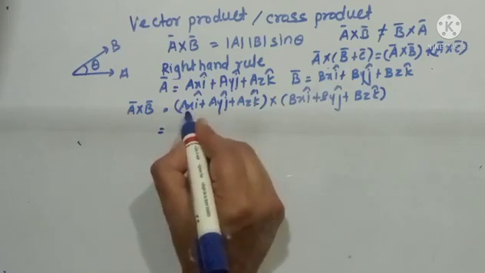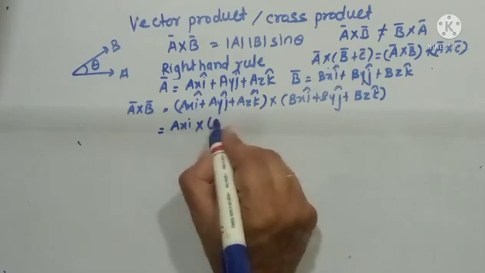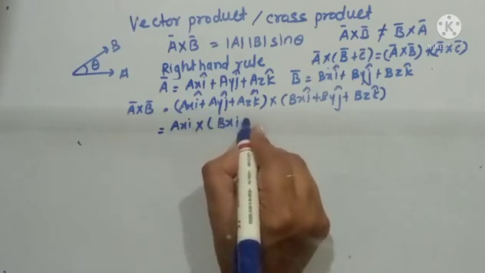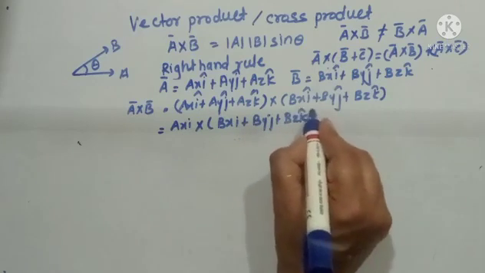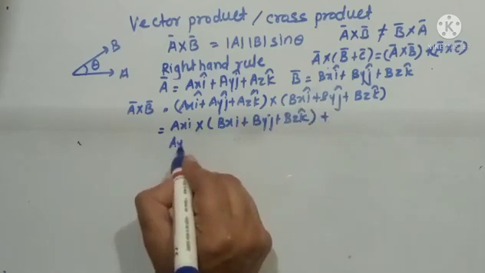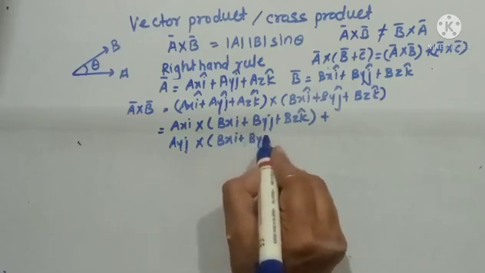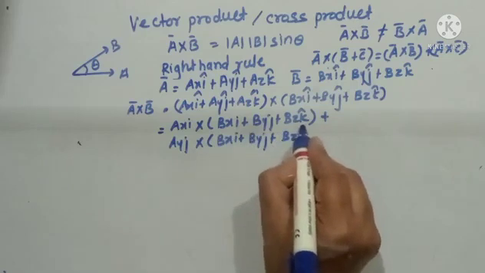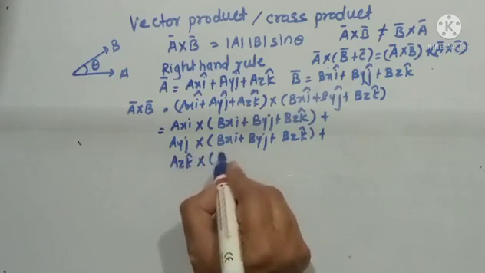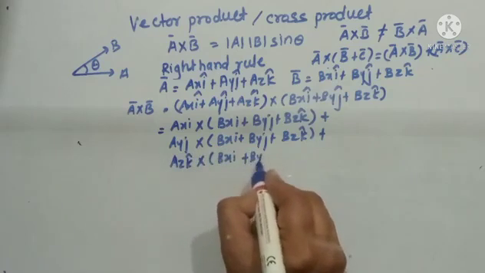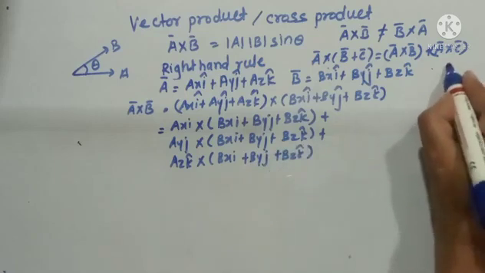So let us take a cross product of each and every term with the bracket. Plus, I will write it plus az k. You just remember this diagram.